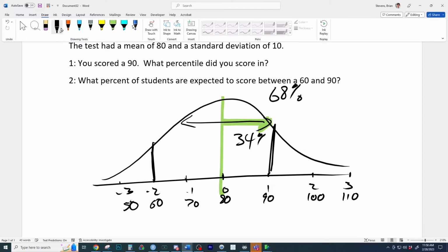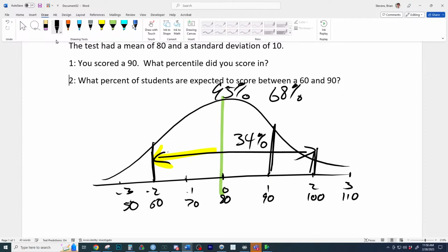So that's 34%. And now we want to find this area over here, which how can we find that area? Mathematically speaking, that area will be what? So think about how we can get that area. I need to put that into a different spot. How can we get that area as best I could have drawn it? That area right there can be obtained how?